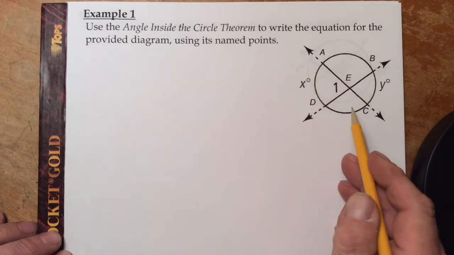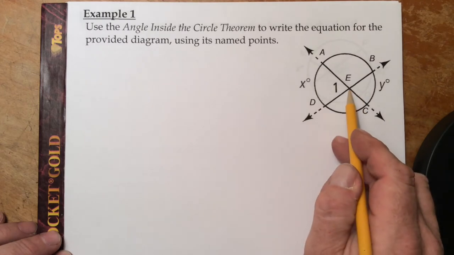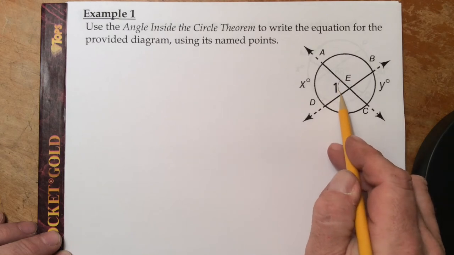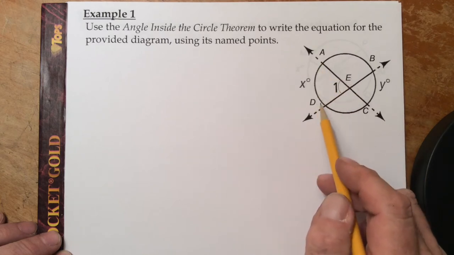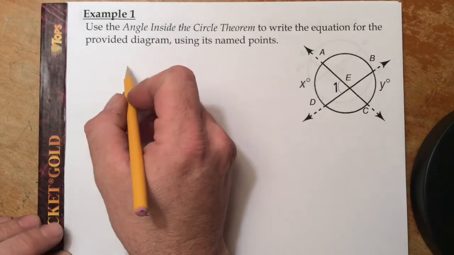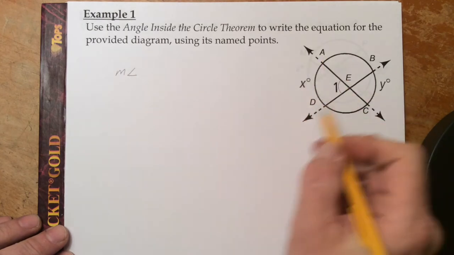Here we have a circle and two secants that intersect inside the circle, but not at the center. Notice that the angle in question is angle 1, or angle AED. To write an equation using the angle inside the circle theorem, we start off with the measure of the angle in question, AED.